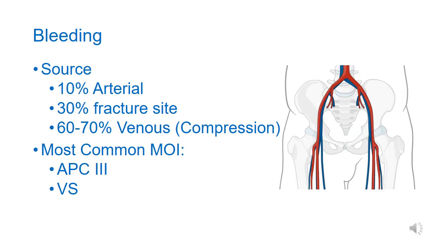The sources of bleeding in the pelvis: the most common source is the venous, and this is good news because if we compress the pelvis, this venous bleeding will stop. 30% from the fracture site and only 10% arterial. Again, the most common mechanisms of injury in bleeding unstable pelvis are those with high grade of instability rotationally and vertically, anteroposterior compression grade 3, and what else? Vertical shear, right?